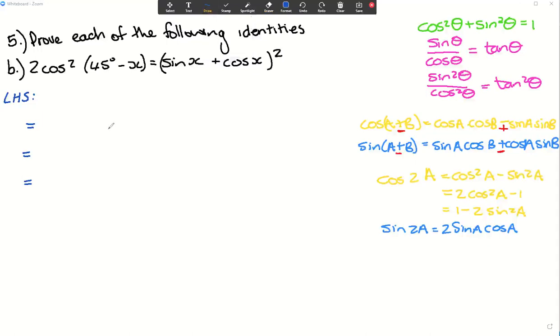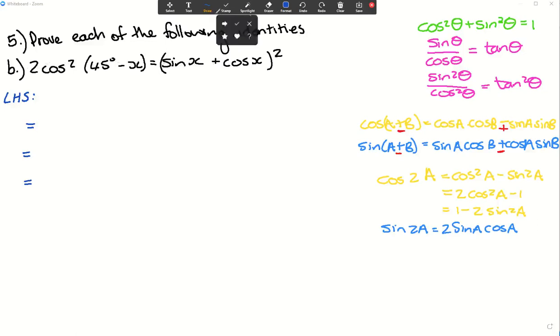Okay, question 5. Prove this identity. We have 2 cos squared (45 degrees minus x) is equal to (sine x plus cos x) squared. This side I am more comfortable with. This side irritates me a little. I've got a special angle over here, I've got a 2, I've got a cos squared. I've got squares on both sides.